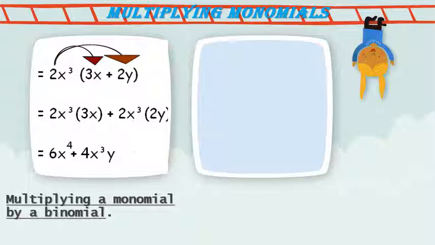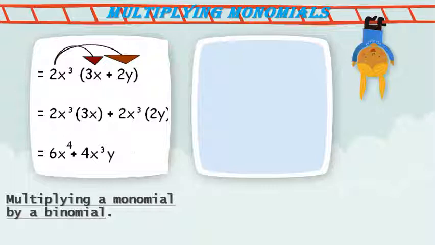Here we apply the distributive law. We already know a into b plus c equals a into b plus a into c. So the same rule we apply here. So 2x cubed into 3x plus 2x cubed into 2y.